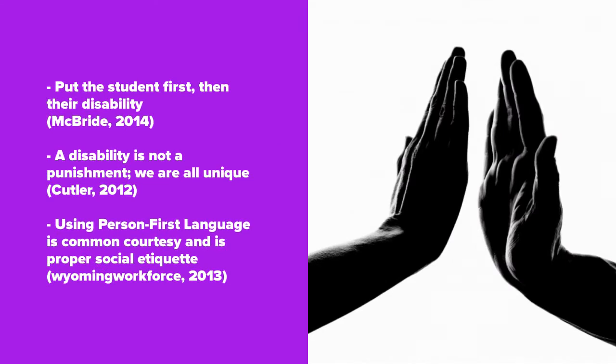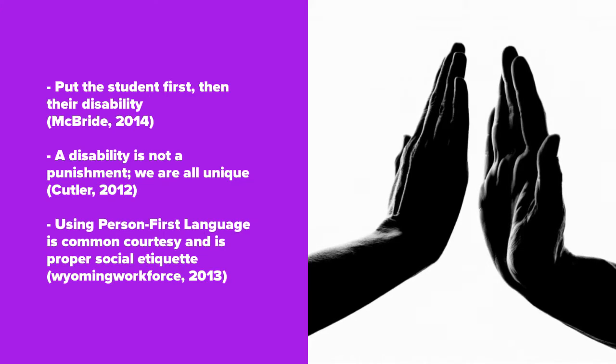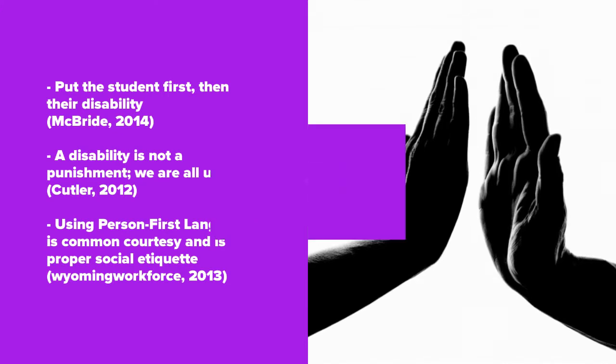Person-first language is putting the person first, then their disability. An example of this is, instead of saying an autistic kid, it is a student with autism. A disability should be considered a uniqueness, not a punishment, and using person-first language is common courtesy and is considered proper social etiquette.